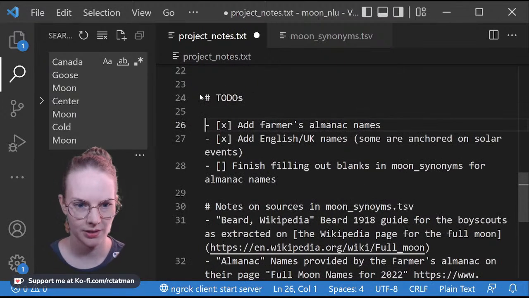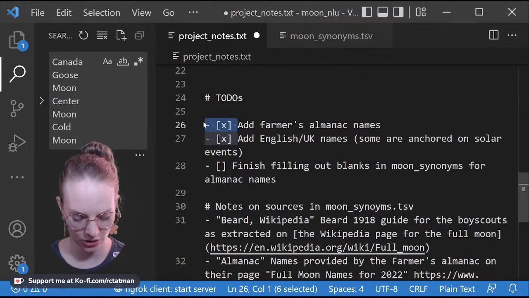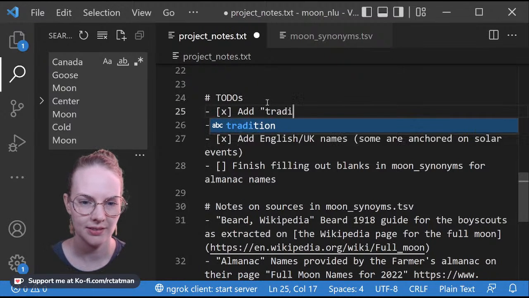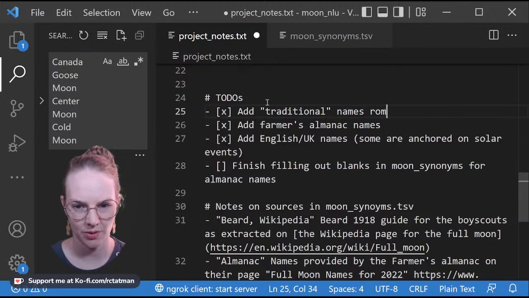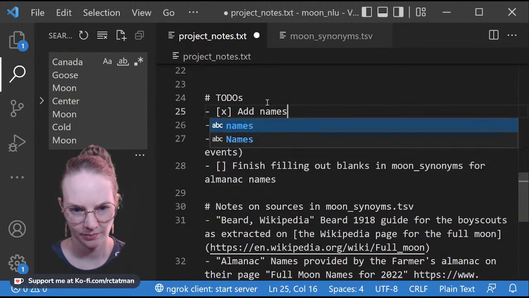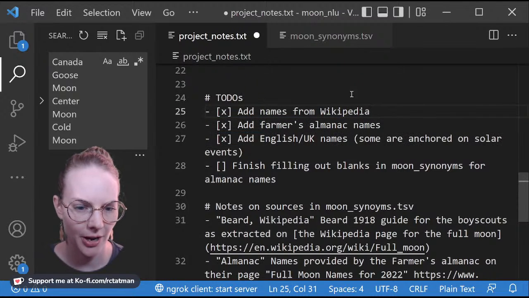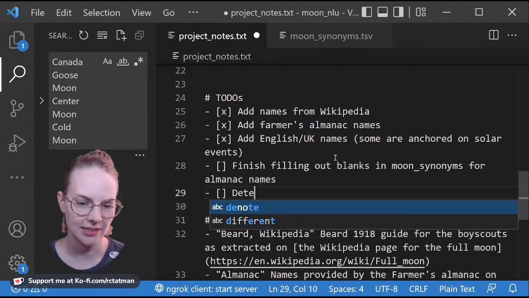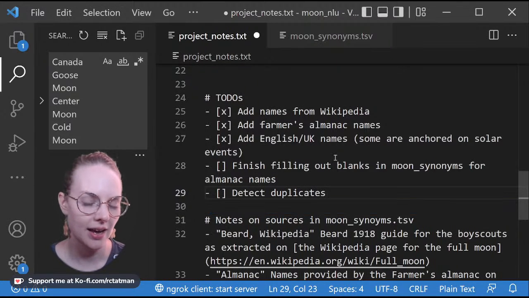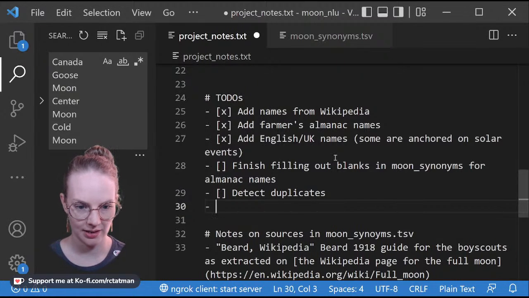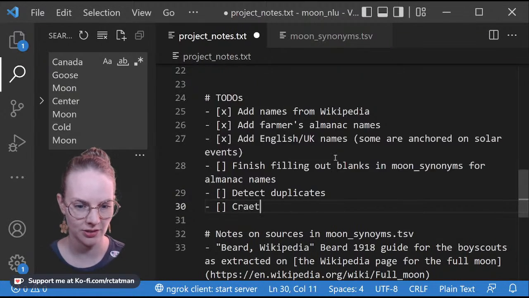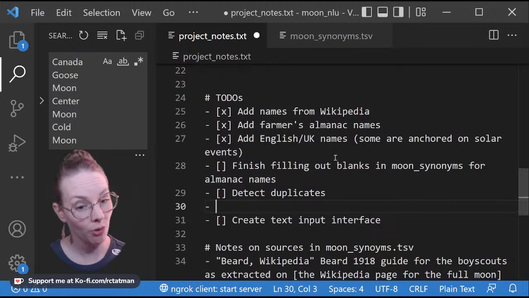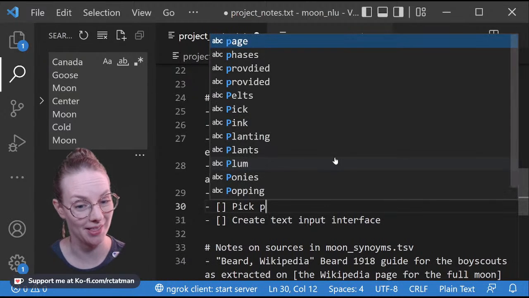We also, I'm just going to add this just to write down that we did it. Add names from Wikipedia. There we go. Okay. And then the next thing that I think we need to do is detect duplicates, right? So then, yep. And then I think the other thing that we need to do is create text input interface. Actually, before that, what we need to do is pick programming language.